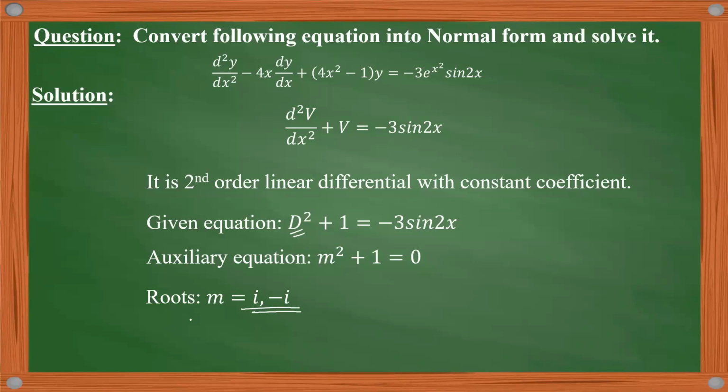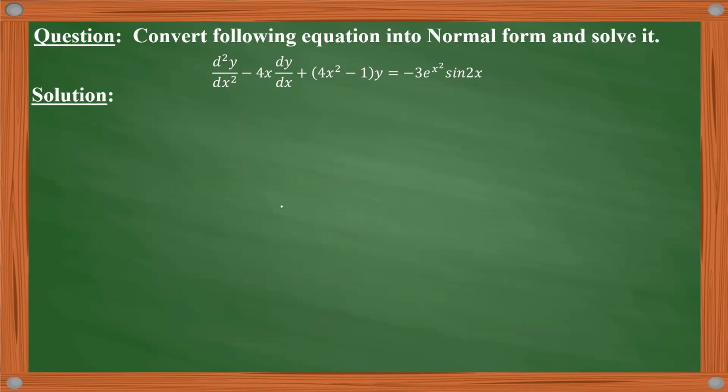So it is a complex pair of roots, and for this its complementary function is defined as e to the power alpha x, but our alpha part, that is the real part, is 0 and the imaginary part beta is 1. So we have c1 cos beta x plus c2 sin beta x. So this is our complementary function of the normal form of the given equation.